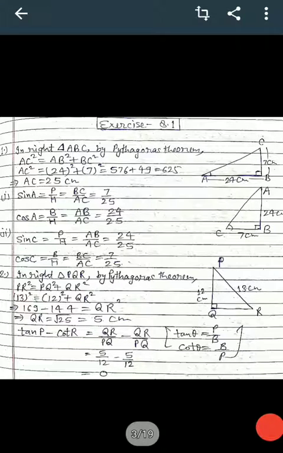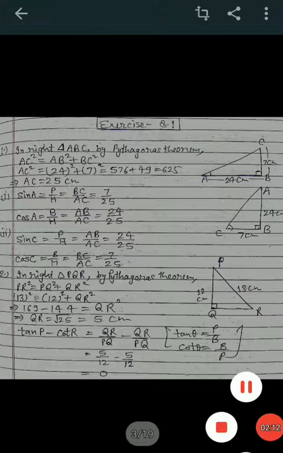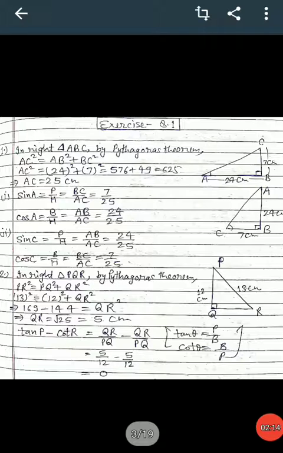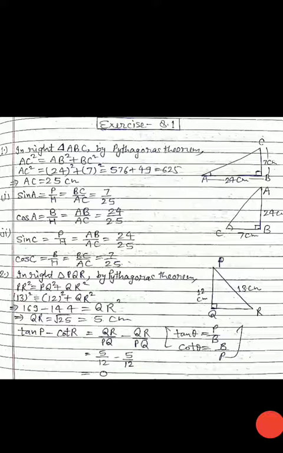144 transferred to LHS will be subtracted. So 169 minus 144 equals QR square. So QR equals root of 25. Root of 25 is 5. So QR will be 5 centimeter. Now tan P, that is QR upon PQ, minus cot R, that is QR upon PQ. Because tan is P upon B and for angle P, perpendicular is QR and base is PQ. Again cot R is also QR upon PQ. Putting the values, 5 upon 12 minus 5 upon 12, both cancel, so we get 0.